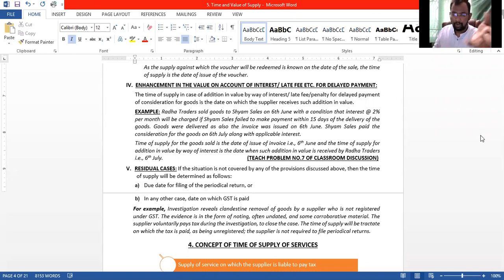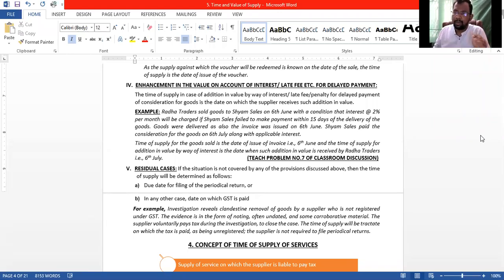Right. So, unregistered person, isn't it? So being an unregistered person, he is not required to file the periodical returns. In that case, what will be the time of supply? The date on which he paid the GST. Actually, whenever he pays GST, that will be the time of supply. Clear everyone? So this is about the time of supply in the case of supply of goods.